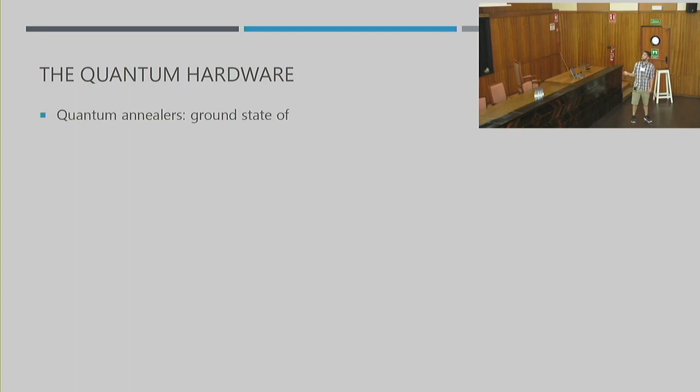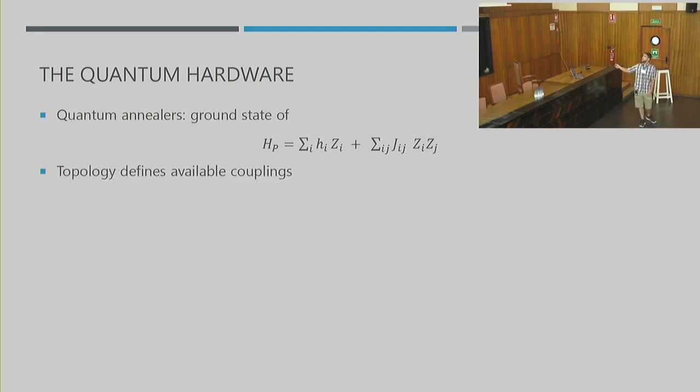So what's the hardware we're going to use? We're going to use quantum annealers, which I guess haven't been mentioned that much here. So I'll briefly say that the point of quantum annealers is that it finds the ground state of this Hamiltonian here. It's a very short description of quantum annealers. That's what we need right now.